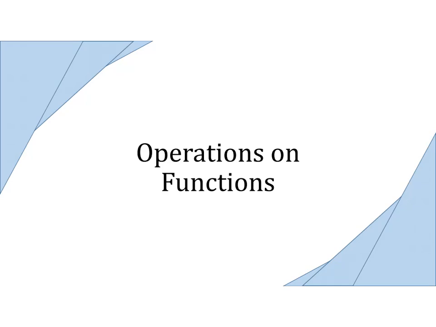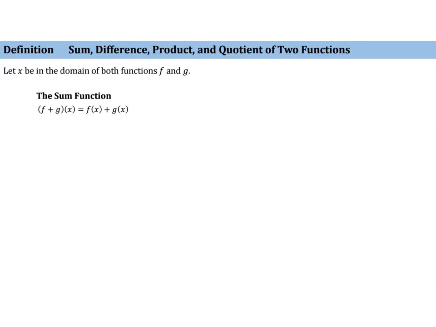So now that we have defined what a function is and we've looked at several examples of how to evaluate functions, we can now take a look at operations on functions. So the first thing that we can do is talk about the sum of two functions, or the sum function. So f plus g of x is simply add the outputs for the corresponding input.